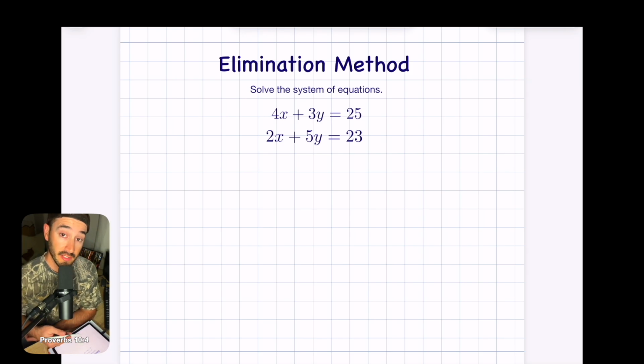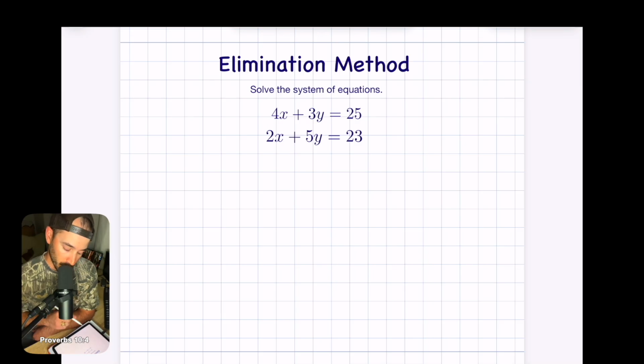Again, we're given two equations, 4x plus 3y is equal to 25, and 2x plus 5y is equal to 23. We want to solve the system of equations. Looking at these two equations, the x terms are not going to cancel like they are currently. We have 4x and 2x, and the y terms are 3y and 5y. So if I add or subtract those, we're not going to cancel anything. So we have to think about, what can I multiply one of these equations by to get the same coefficient for one of the terms?